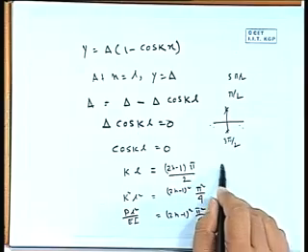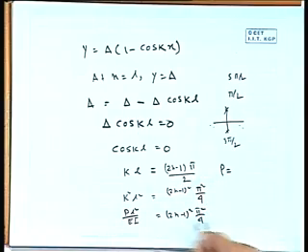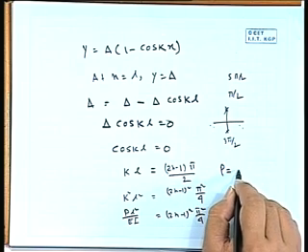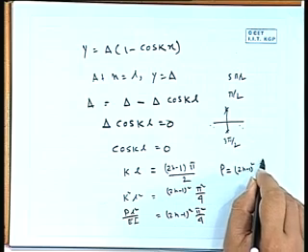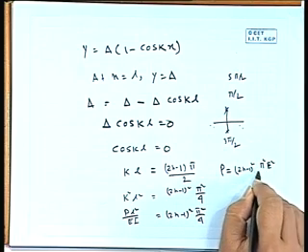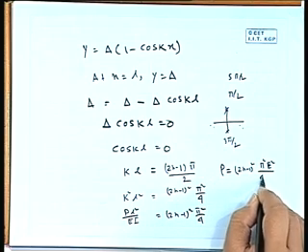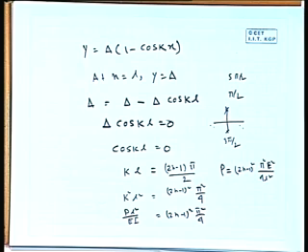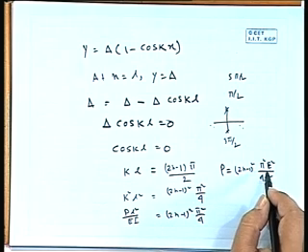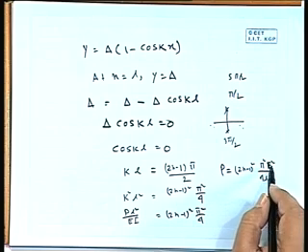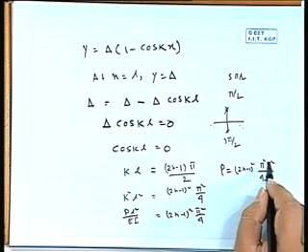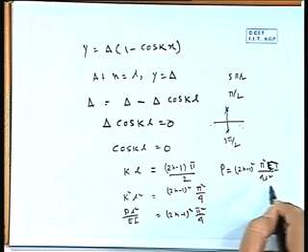Now if we rearrange, from here we get P equal to (2n minus 1) square pi square E I by 4L square. This is pi square EI by 4L square.